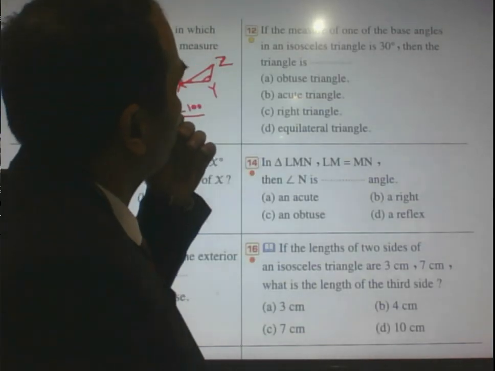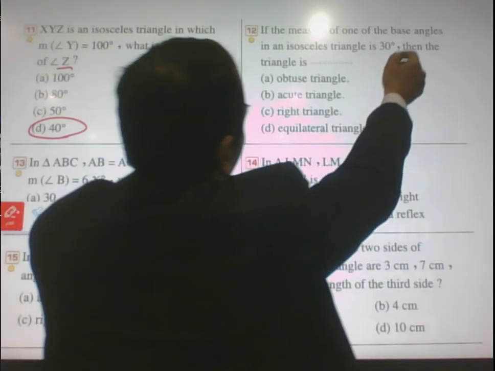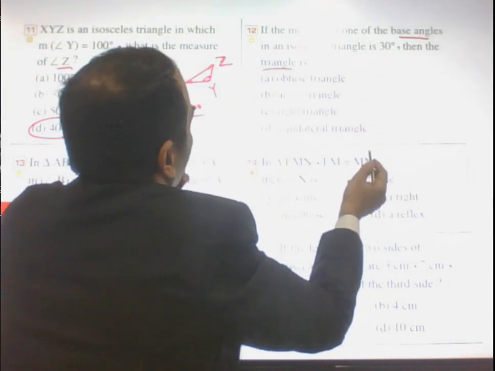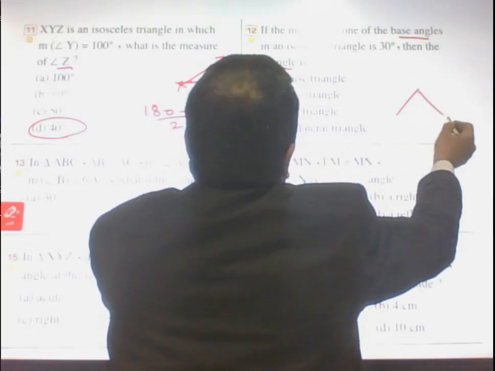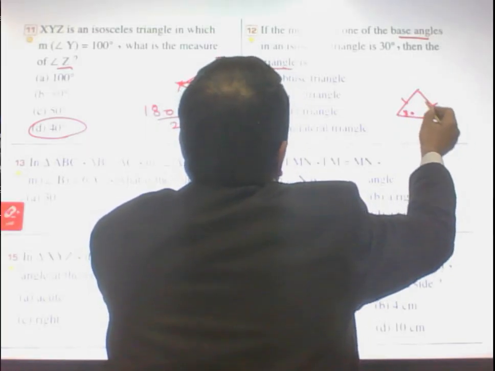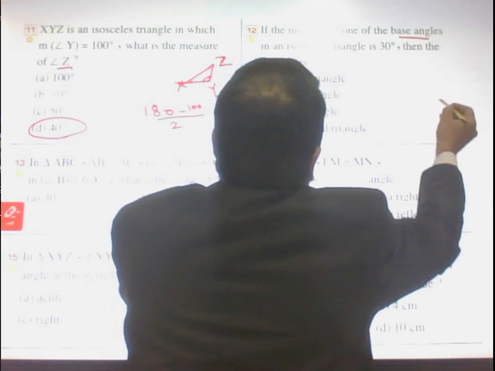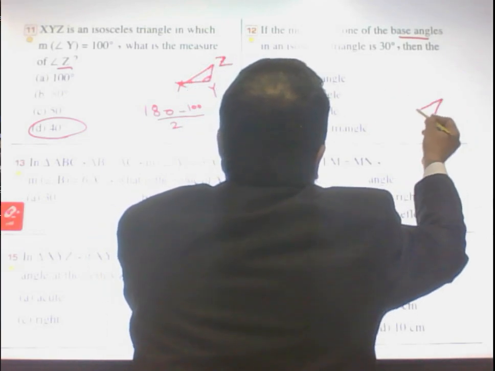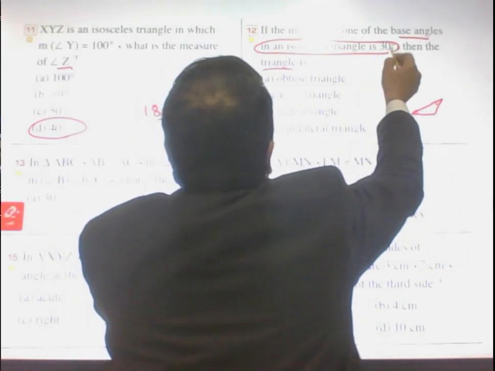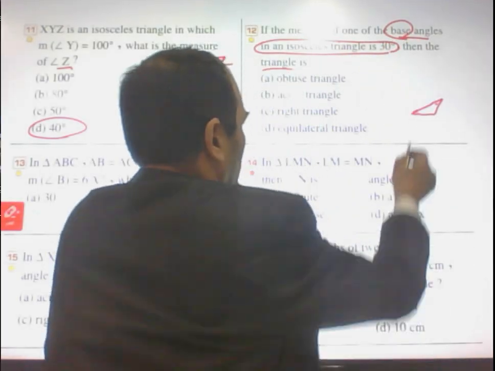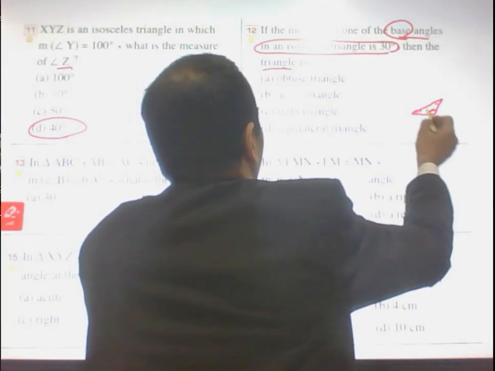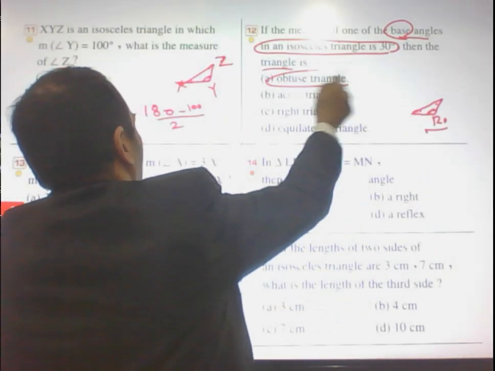Next question. If the measure of one of the base angles of an isosceles triangle is 30, then the triangle will be what? Look at here. We have the angle of one base 30, so the other will be 30. 30 plus 30 is 60, and so the measure of the vertex will be 120, obtuse. The triangle will be an obtuse angle triangle.